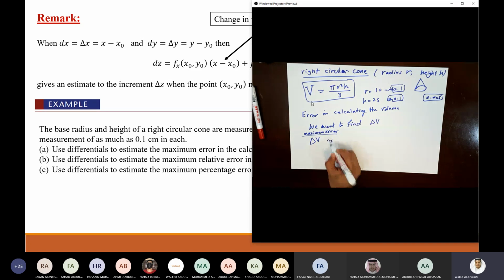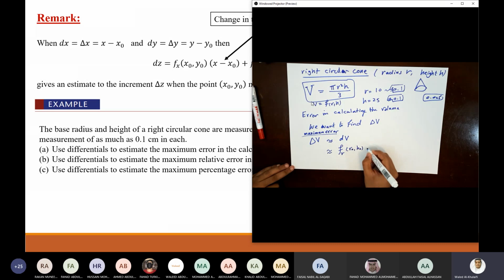So this delta V is equal to EV, according to what we did before. Look, guys, V is a function f of r and h, a function of two variables. So this is approximately equal to, if I follow the rule, the derivative of f with respect to r at (r naught, h naught) times (r minus r naught), plus the derivative of f with respect to h at (r naught, h naught) times (h minus h naught). We just change the names, guys. Okay, we have this.